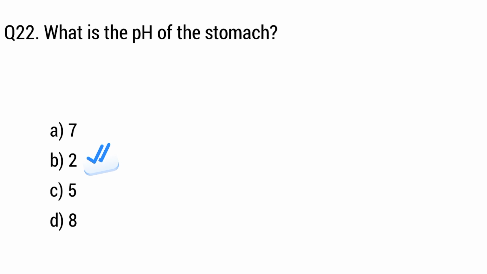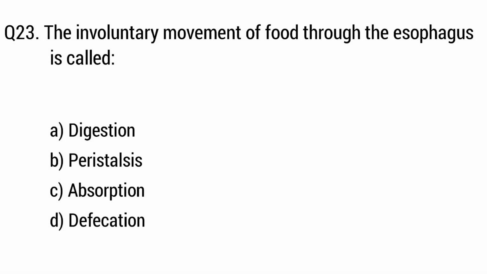Question 23. The involuntary movement of food through the esophagus is called option A digestion, B peristalsis, C absorption, D defecation. But the right answer is option B peristalsis.